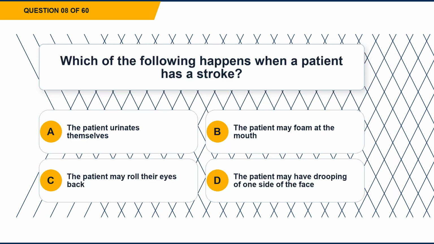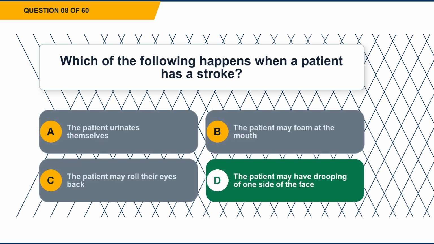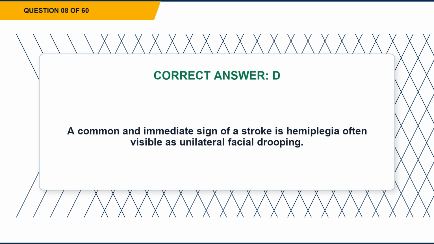Question 8. Which of the following happens when a patient has a stroke? Option A. The patient urinates themselves. Option B. The patient may foam at the mouth. Option C. The patient may roll their eyes back. Option D. The patient may have drooping of one side of the face. The correct answer is option D. The patient may have drooping of one side of the face. Explanation. A common and immediate sign of a stroke is hemiplegia, often visible as unilateral facial drooping.